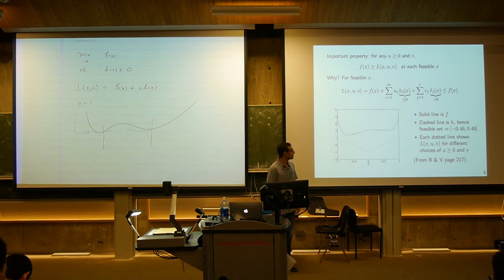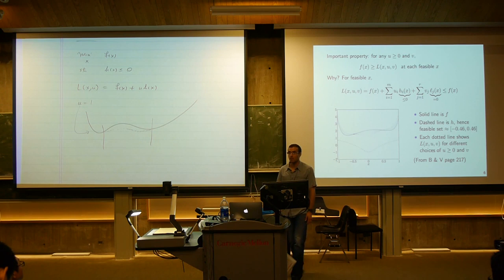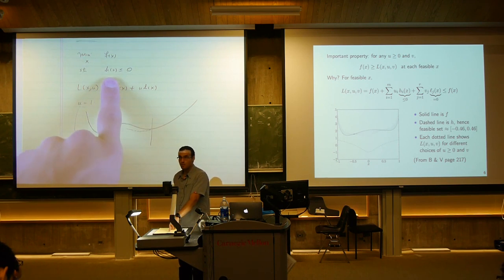It's a good question. So in this case, with one constraint function, you can see, at least in this example, that the criterion is bigger than or equal to the Lagrangian. Why is that? Because outside of the feasible set, this function is positive. So we're adding something that's strictly positive, or at least non-negative, to the criterion.